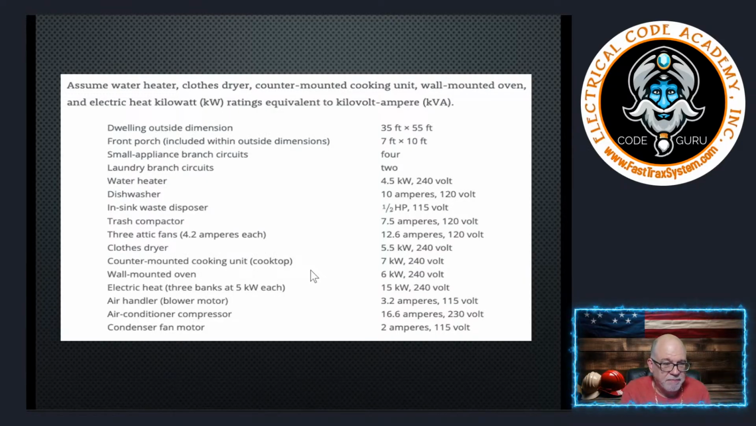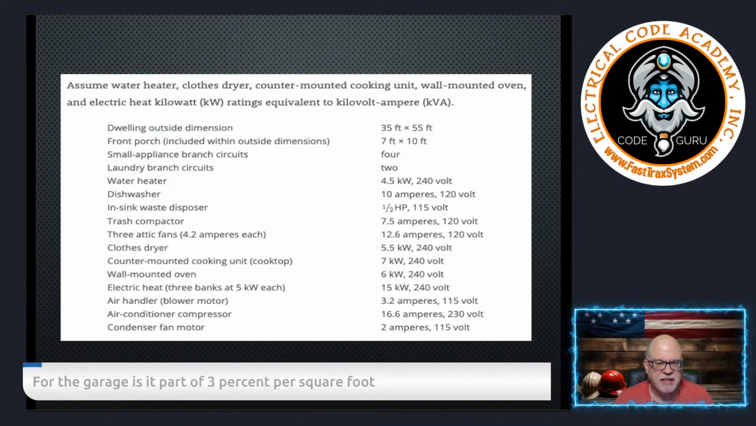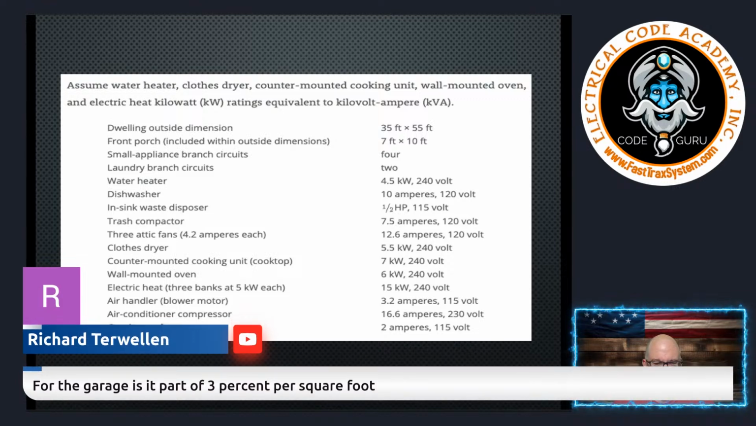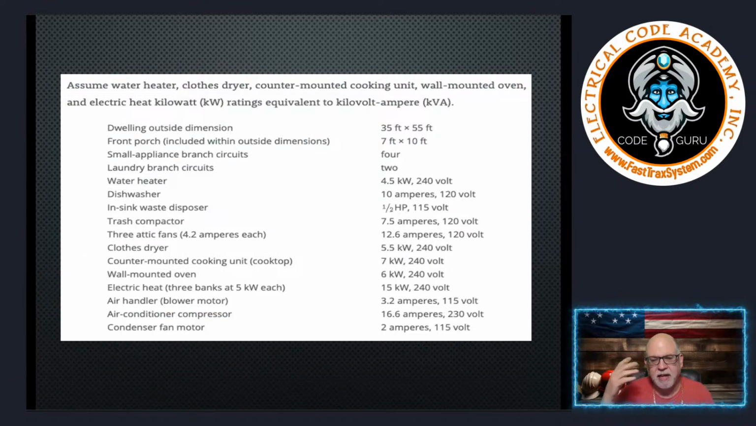Okay. So yes, Richard, we have a question here about the garage. In the 2023 edition of the NEC, it most certainly will be included in that 3 VA per square foot, not 3% per square foot, 3 VA per square foot, because they removed the language, right? They used to have garage in there to where you would exclude it, and now garage is missing from that. There's a reason they removed garage from it.